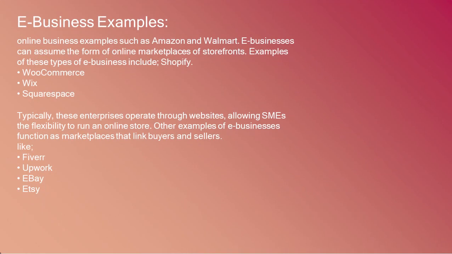E-business examples. Online business examples such as Amazon and Walmart. E-businesses can assume the form of online marketplaces or storefronts. Examples of these types of e-business include Shopify, WooCommerce, Wix, and Squarespace. Typically, these enterprises operate through websites, allowing SMEs the flexibility to run an online store. Other examples of e-businesses function as marketplaces that link buyers and sellers, like Fiverr, Upwork, and eBay.